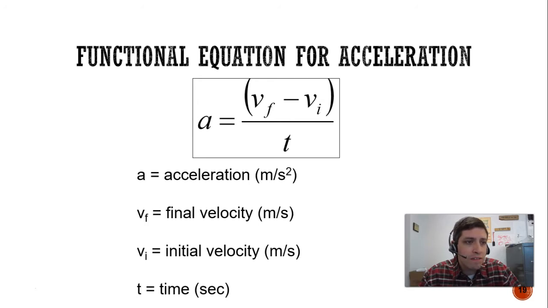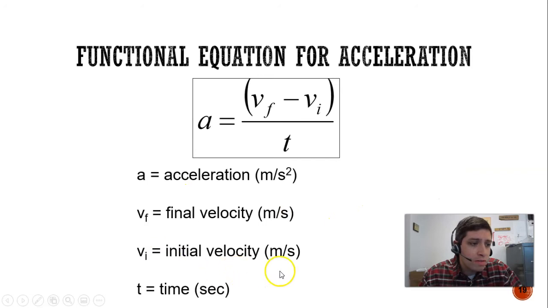a equals (vf minus vi) divided by t. Again, important to take note of the case of all of these variables. Notice that they are all lowercase. Notice the parentheses, especially in this equation. That's part of the equation. We have to do vf minus vi first. And then take note of the units.